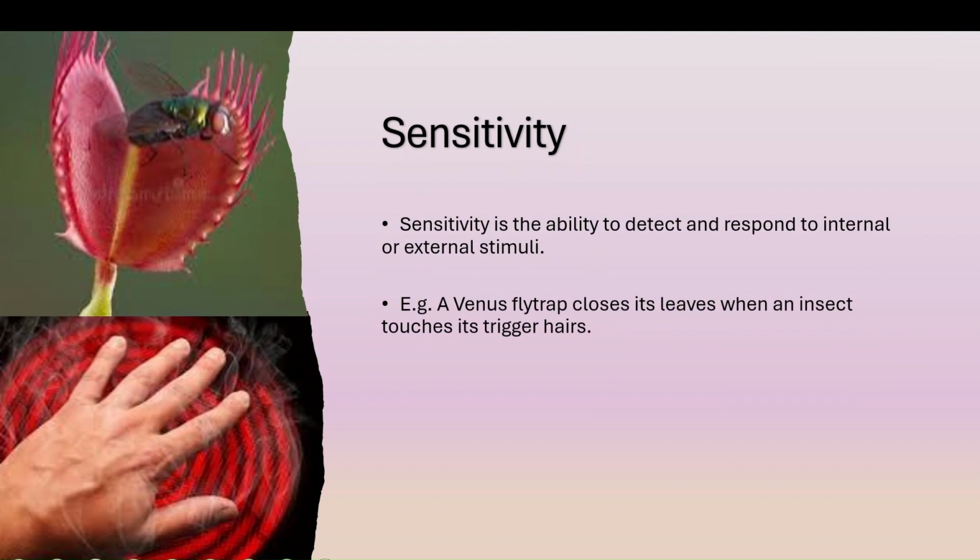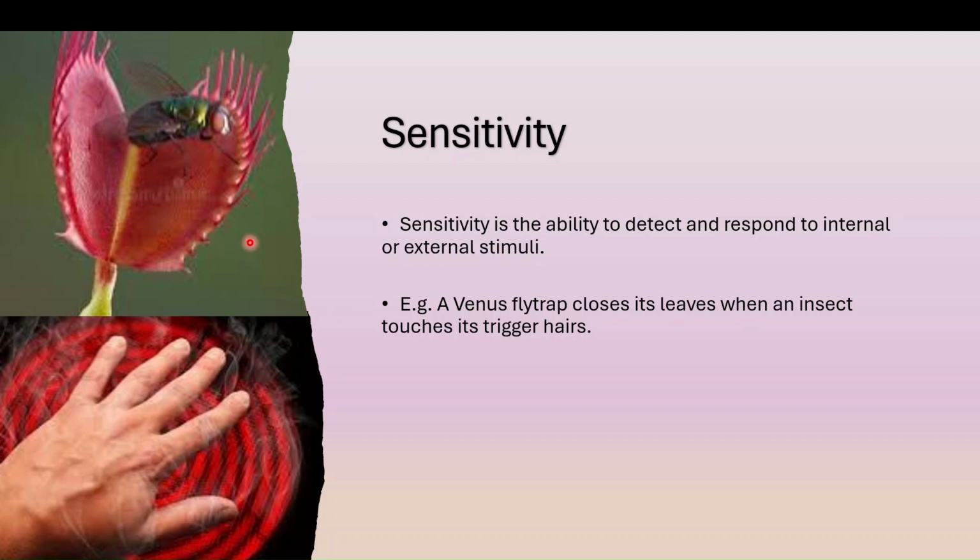Next is sensitivity. Sensitivity is the ability to detect and respond to external or internal stimuli. So let's unpack this one really carefully. A stimulus is a change in the environment. This could be a light, a sound, a temperature, or a touch, which could be like a pressure difference. Receptors are part of the organism that detect the stimulus. The response is the reaction made after detecting the stimulus.